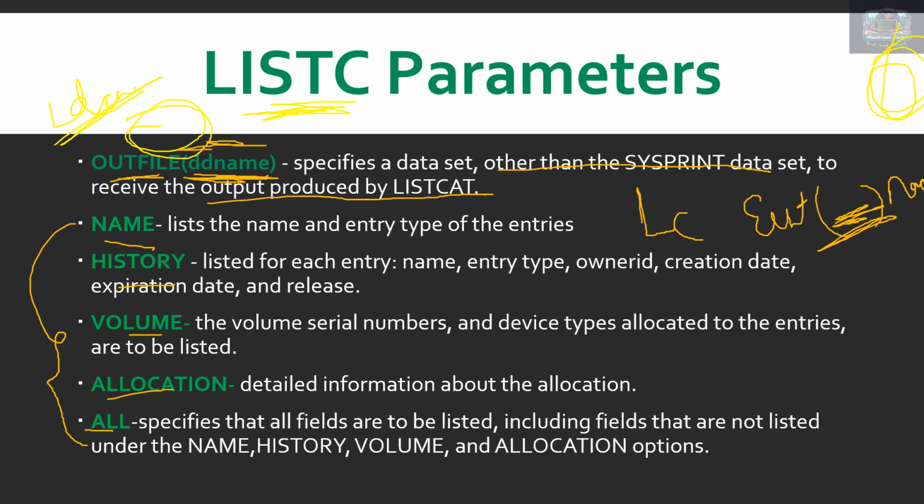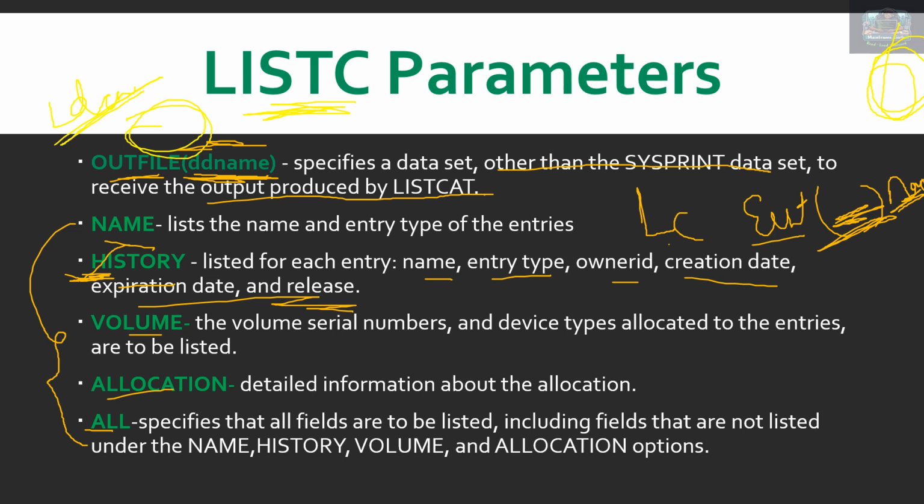That's it. But what happens when you give history? It will give you the name, the entry type, owner ID, creation date, expiration date, and release. This is a small output. You can give HISTORY or HIS; these 3 letters would be enough. You will give LISTC ENT, the dataset name, and say history. If you need only this much information, this will be displayed: creation date, expiration date.